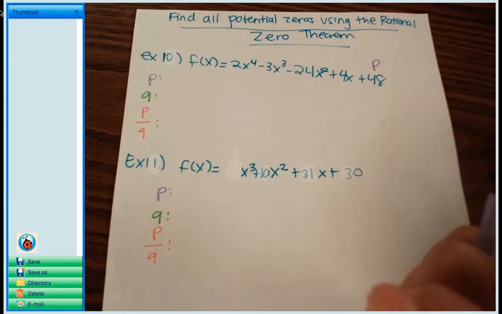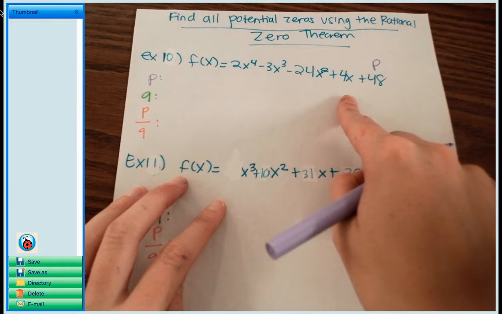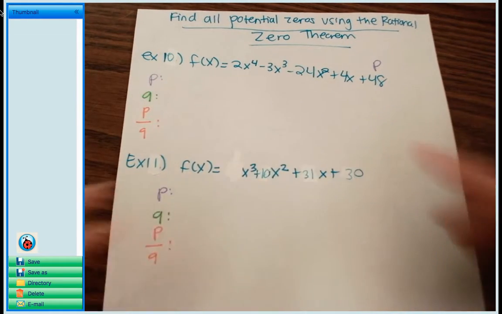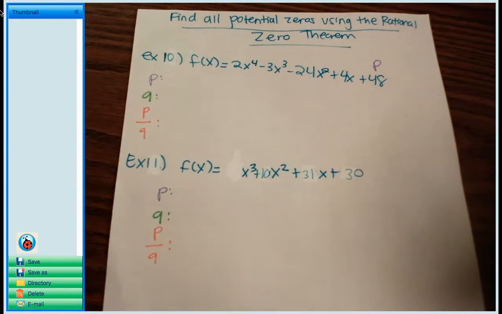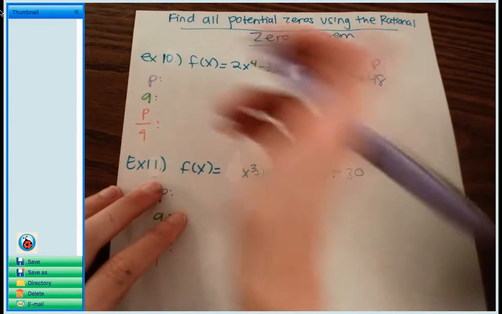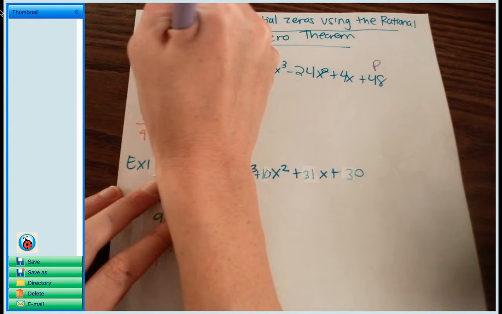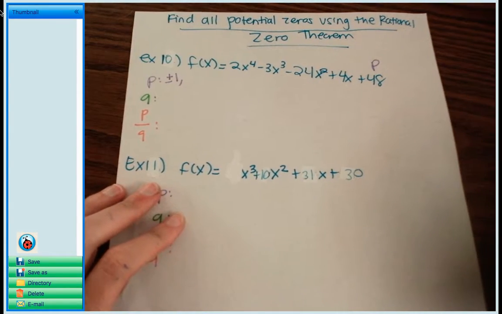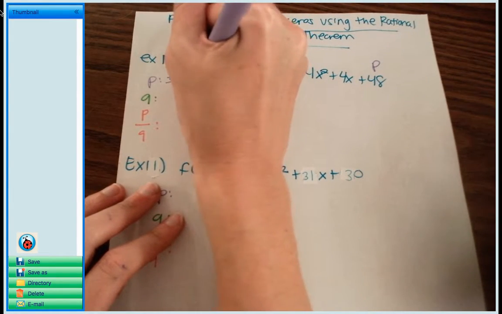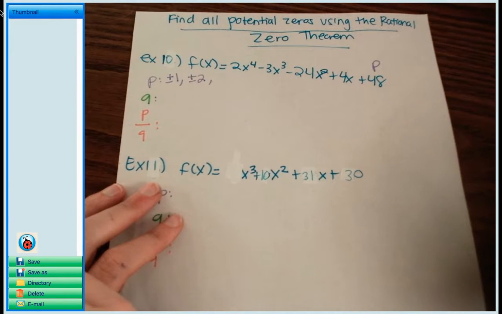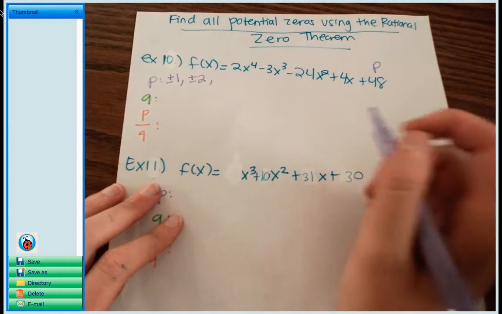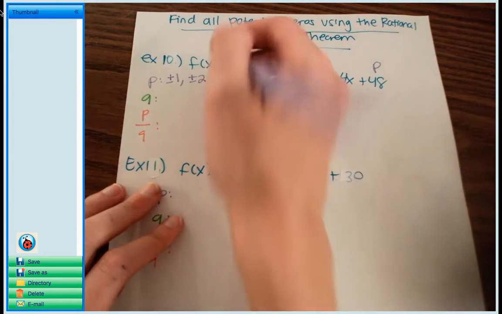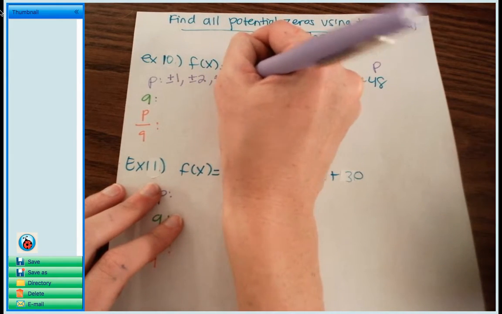Now, when I list out my numbers, I like to list them in numerical order, from smallest to largest, but you don't have to do that. So, things that go into 48. Well, I know that 1 and 48 do, so I got my 1. I know that 2 and 24 do, so I'm going to put 2. I know 3 will go into it, 3 times 16. So I got 1, 2, and 3.